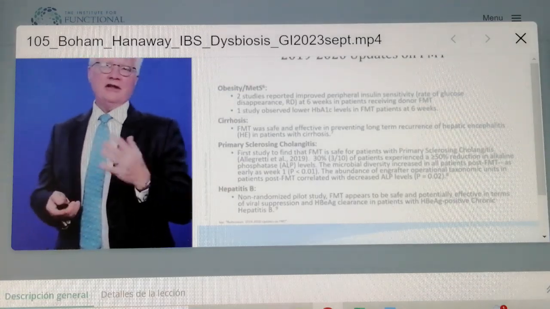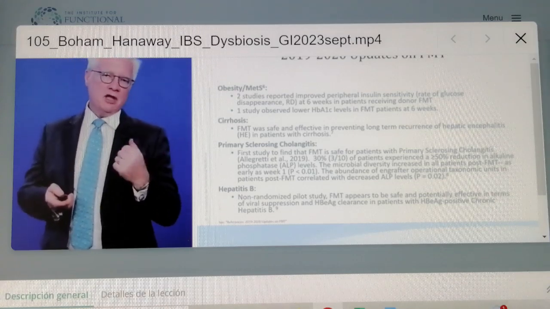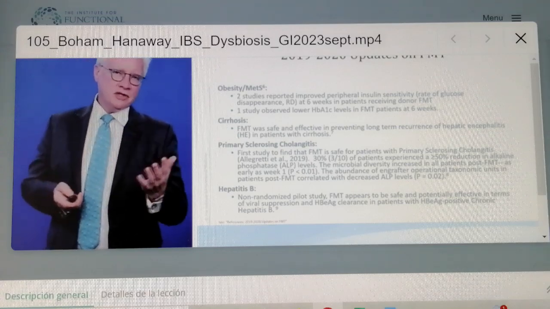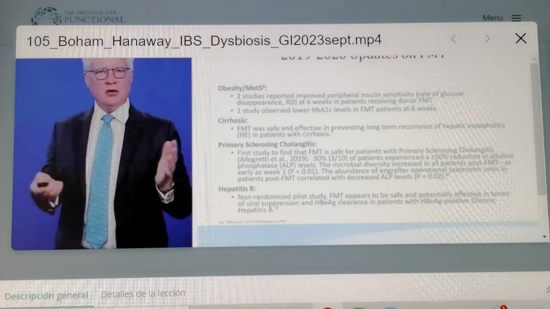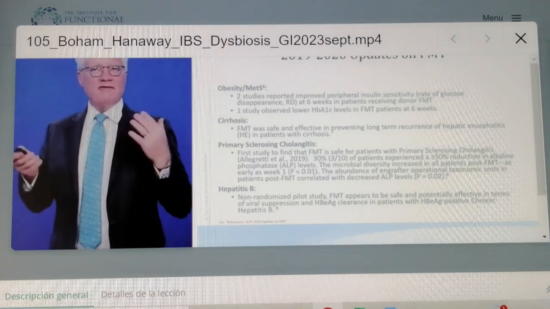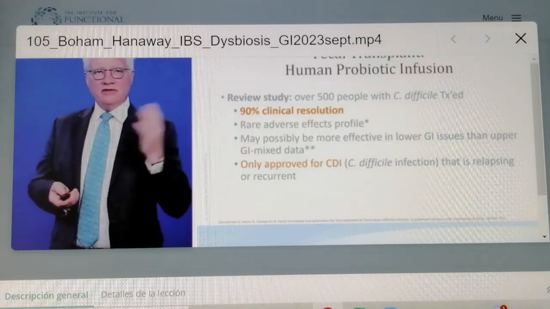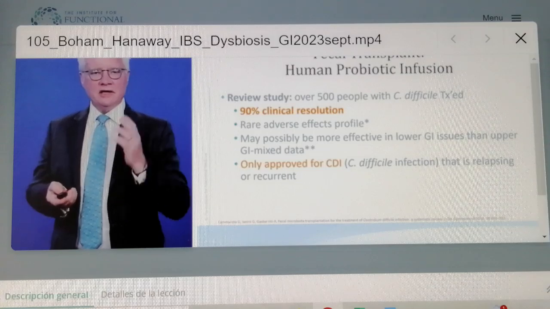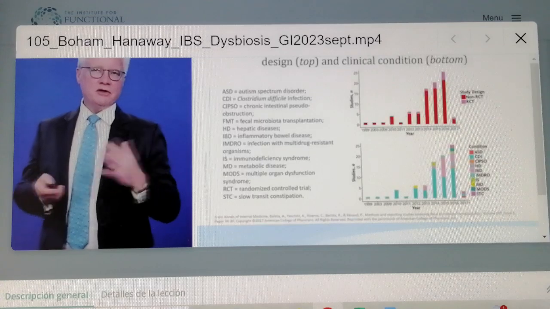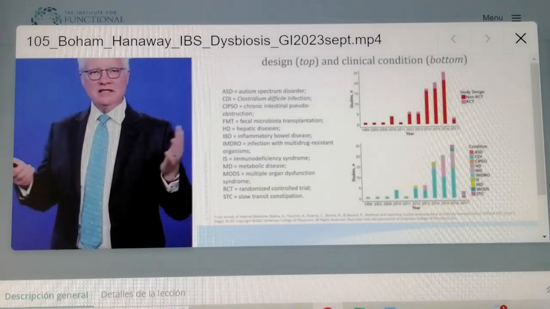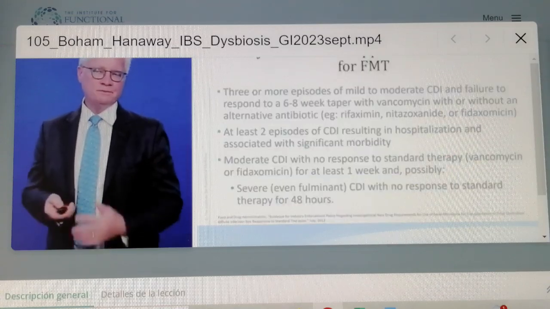But when we look at updates on fecal transplants and studies that have been done looking at obesity and metabolic syndrome, studies looking at cirrhosis and non-alcoholic steatohepatitis and primary sclerosing cholangitis and even hepatitis B, there is some fascinating data. And as I said, when we look at the data with C. diff, 90% clinical resolution, not a significant amount of adverse effects. And when we look at the published literature across a number of different disease states, there are a lot of studies, and a lot of interest in this at this point in time.